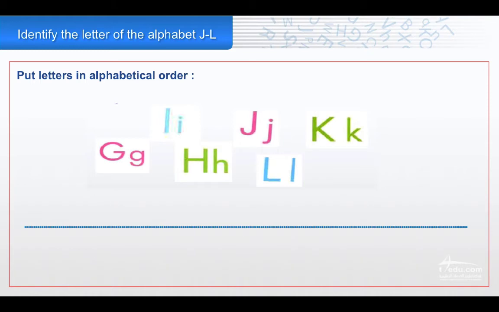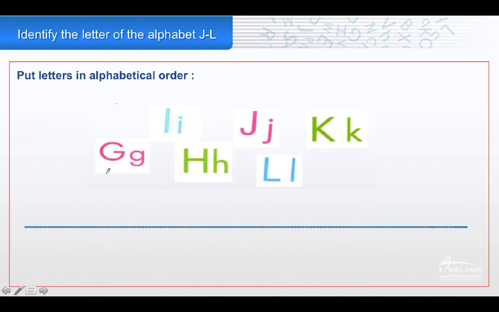In this activity, we want to put the letters in alphabetical order. We have G and I, H, J and L and K. We want to make it in order. How to make it in order?